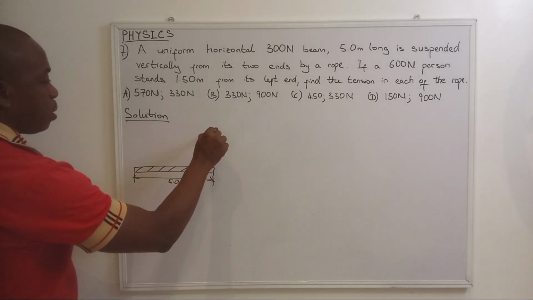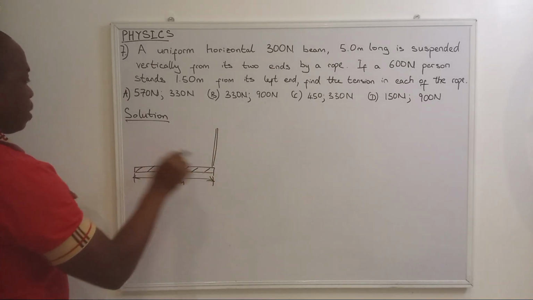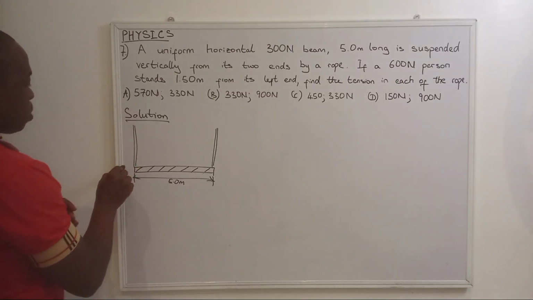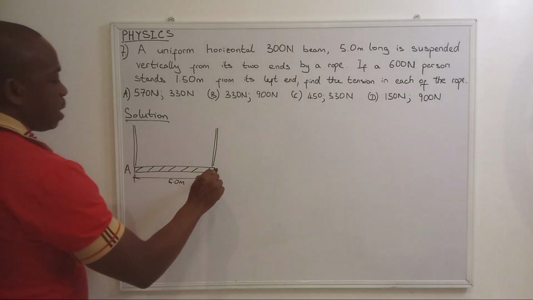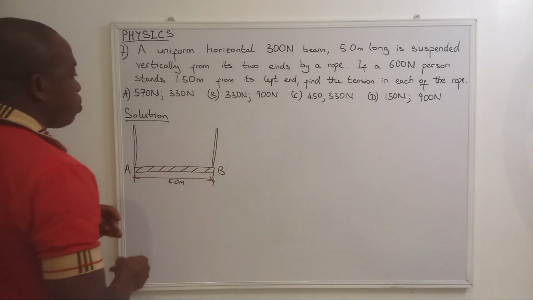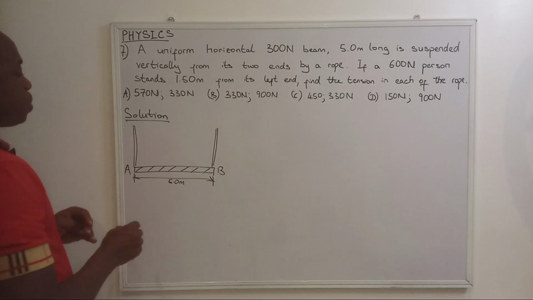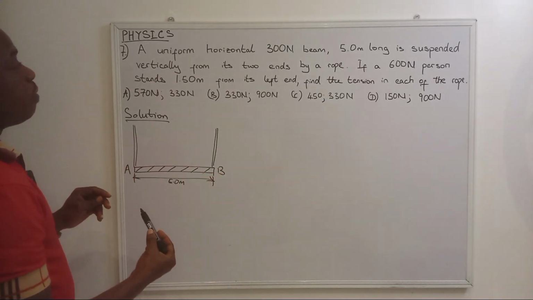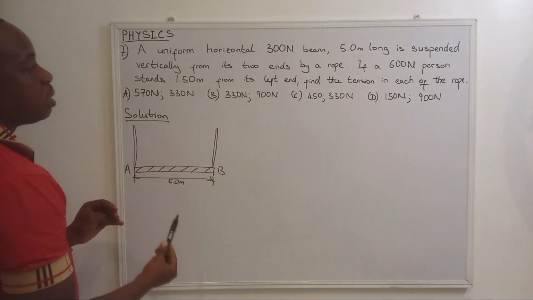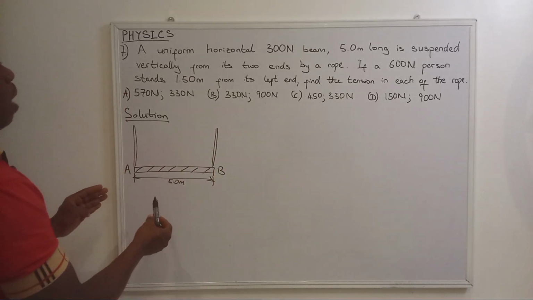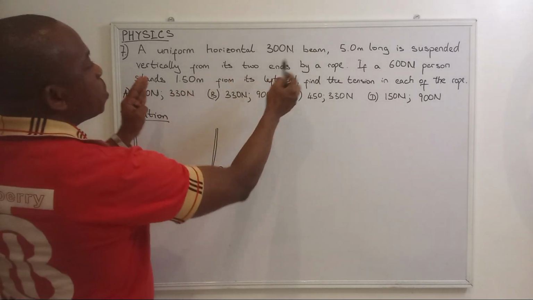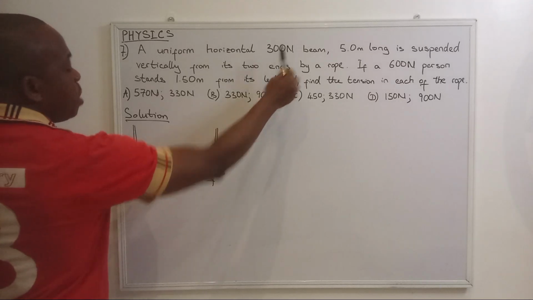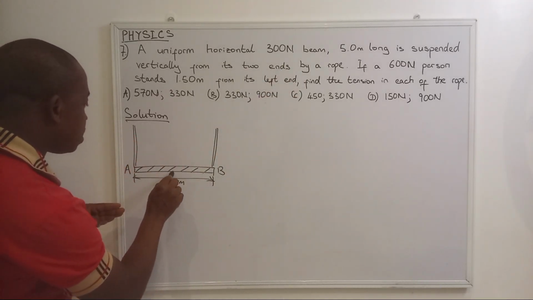So from that end, a rope is suspended. Let's call this end point A, and let's call the right end point B. So these two ropes are holding this beam vertically at two ends. And now, uniform horizontal 300 Newtons. What it means is that we can assume that the weight of this beam will be concentrated at the center.